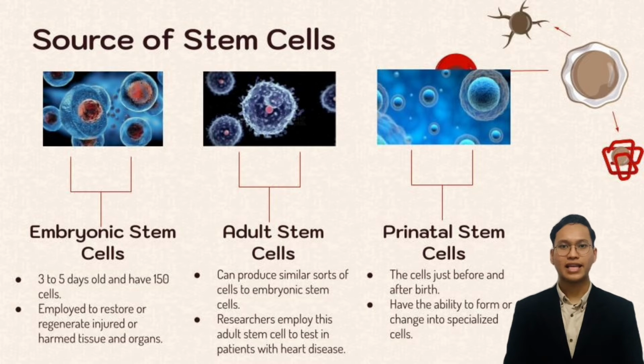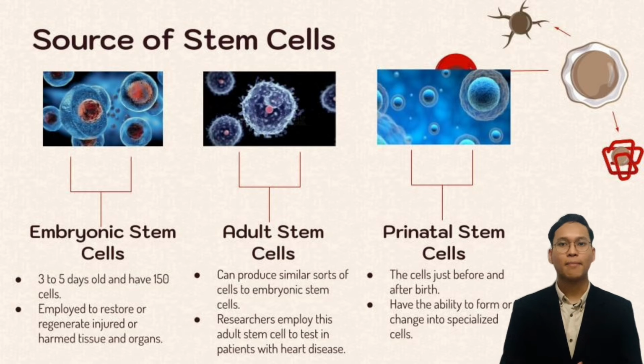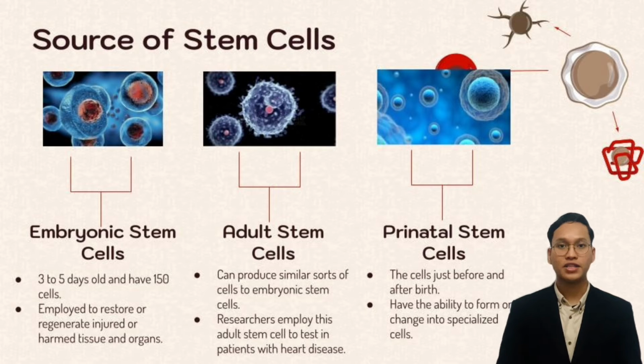Prenatal stem cells are the cells just before and after birth. Prenatal and postnatal stem cells are two types of these cells. This type of cell has the ability to form or change into specialized cells. For example, amniotic fluid is a yellowish liquid that fills the sac and surrounds the fetus during pregnancy for protection. Stem cells from amniotic fluid are used for testing or treatment, which is called amniocentesis.